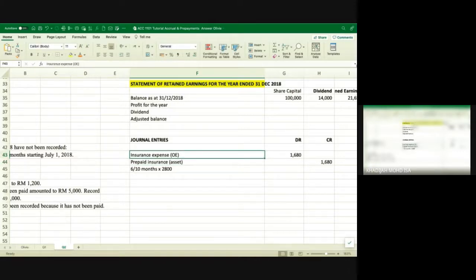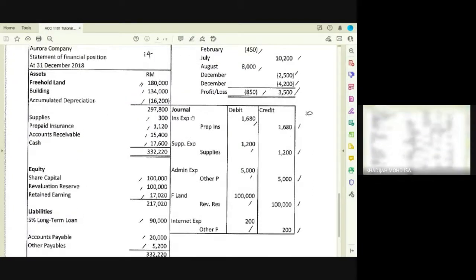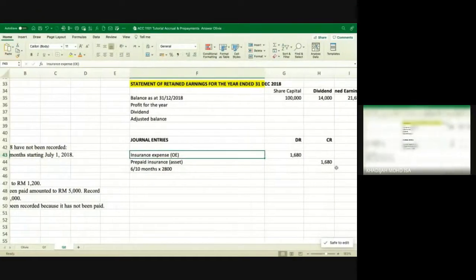So let me check the answer first. Where is the debit? All right, you have insurance expense and prepaid insurance. See, you have 2 marks there. How do you compute 1,680? Because the number of months expiring is 6 months, counting from July 2018 to December 2018, and the insurance paid is for 10 months. That amount is 2,800. So you apportion that 2,800 to 6 months, and this amount has expired. You are going to recognize the prepaid insurance, the asset. Now you convert the asset into an expense.